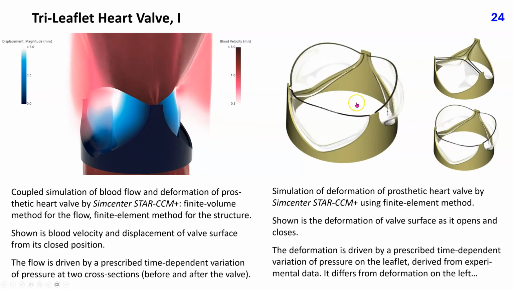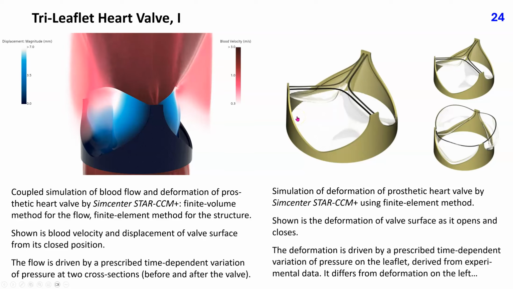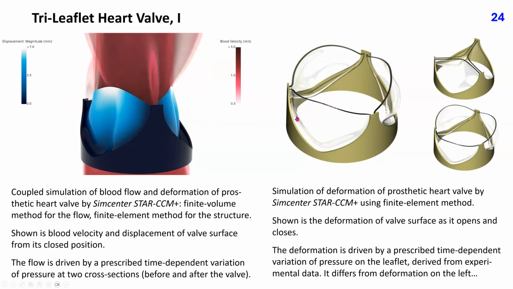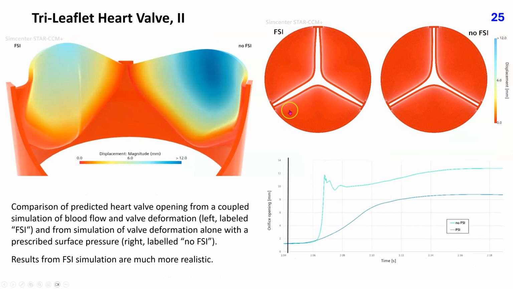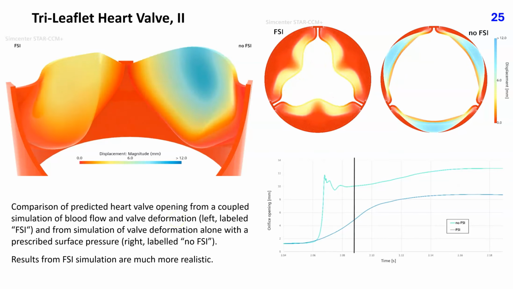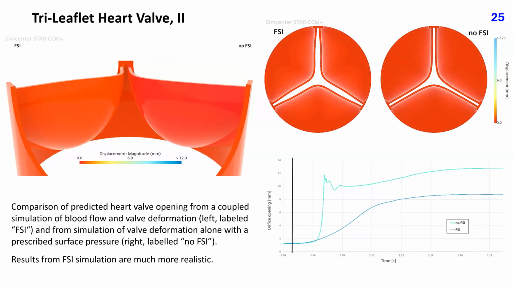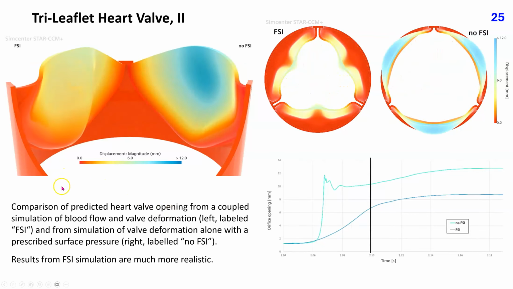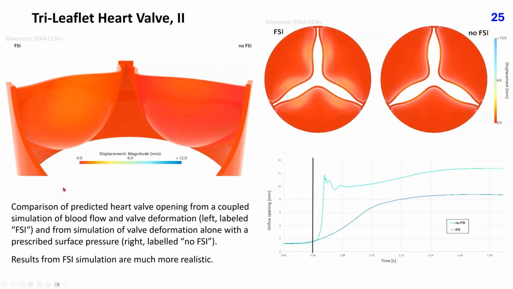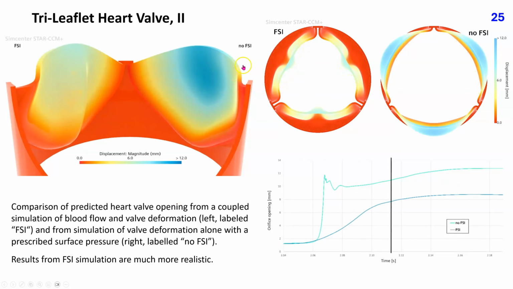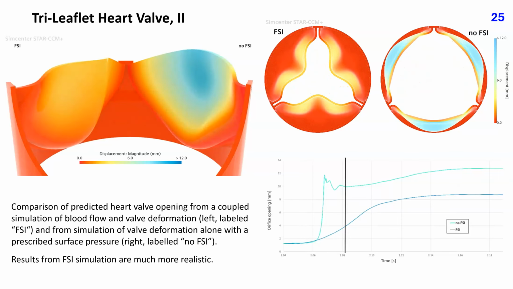The animation on the right shows the computed deformation of valve surface as it opens and closes. The computed deformations of valve leaflets are significantly different in these two simulations. These two animations show comparison of predicted heart valve opening from a coupled simulation of blood flow and valve deformation, left-hand side labeled FSI, and from simulation of valve deformation alone with a prescribed leaflet surface pressure, right-hand side denoted no FSI. Results from the FSI simulation are much more realistic.